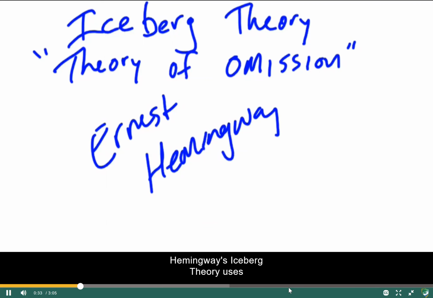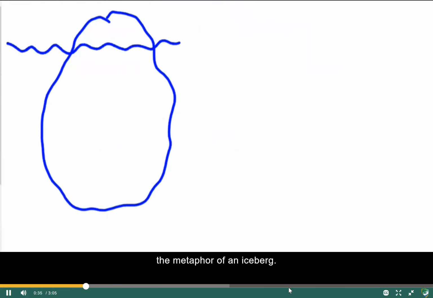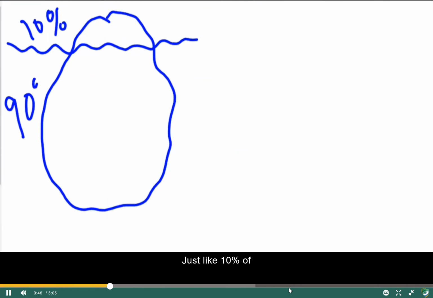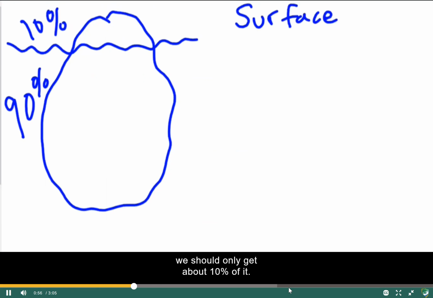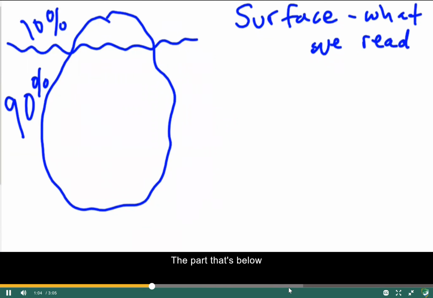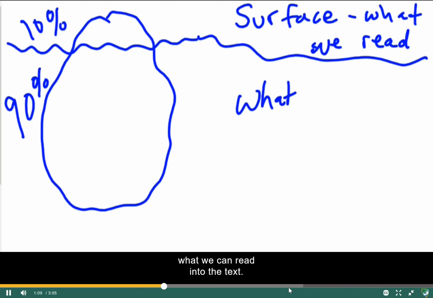Hemingway's iceberg theory uses the metaphor of an iceberg. So if you can imagine that this is an iceberg and this is your water level, Hemingway says that 10% of the story should be above the surface, just like 10% of an iceberg is above the surface, and 90% of an iceberg is below the surface. So when we read a story, we should only get about 10% of it. The part that's on the surface is what we read. The part that's below the surface should be what we can read into the text.